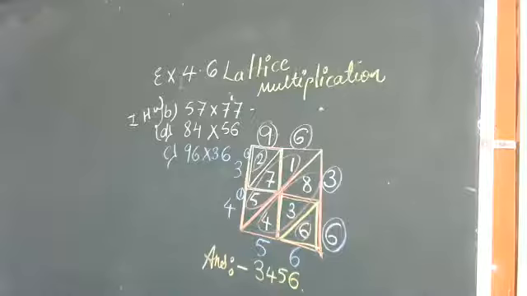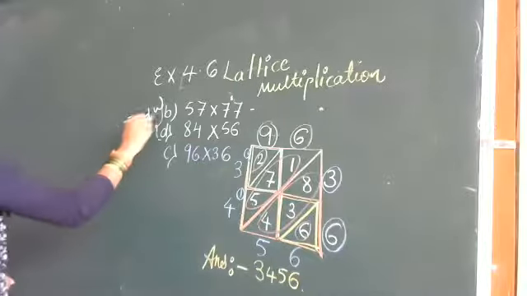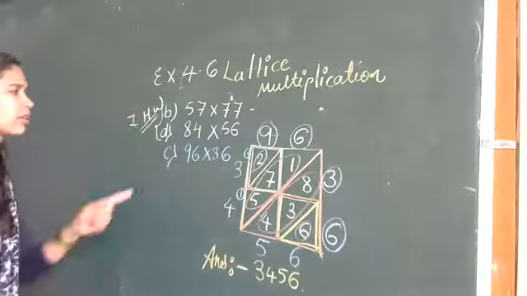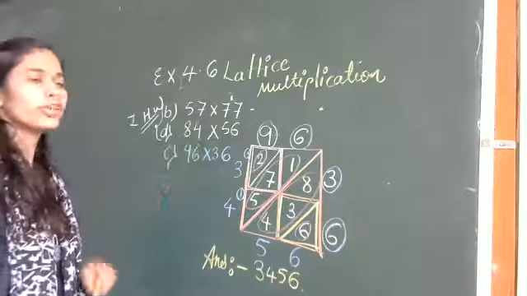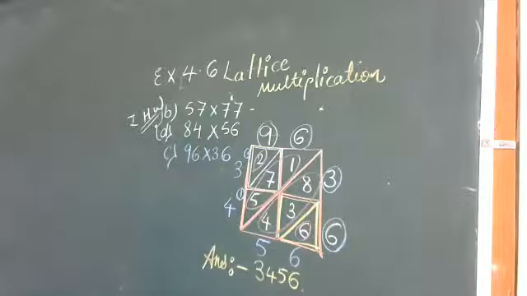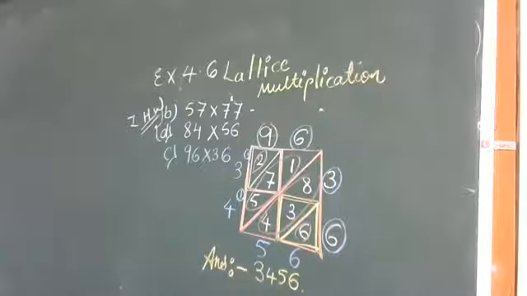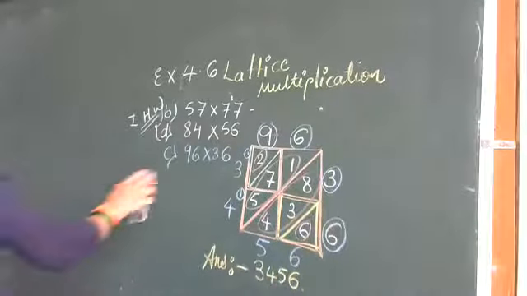Understood? Yes, ma'am. Any doubts? No, ma'am. Okay. Will you do this homework? It is 57 into 77 and 84 into 56. Yes, will you do that? Yes, ma'am. Okay. Now we'll go to the next.